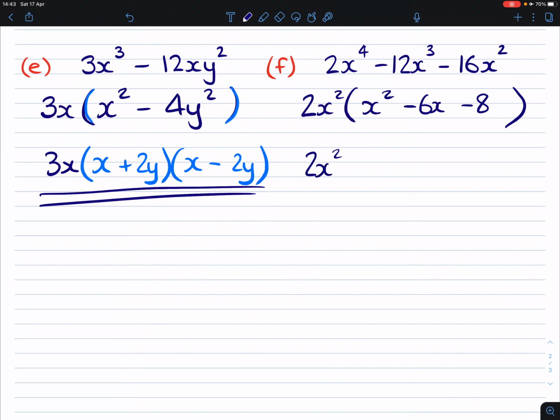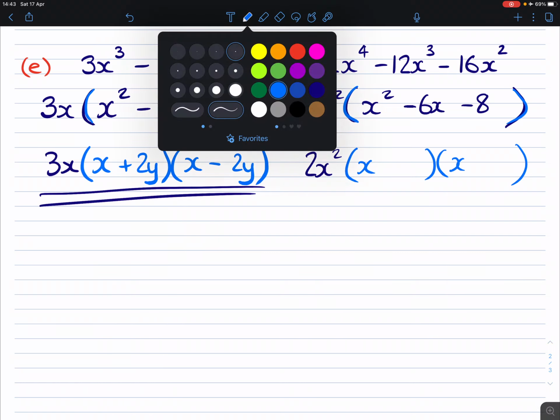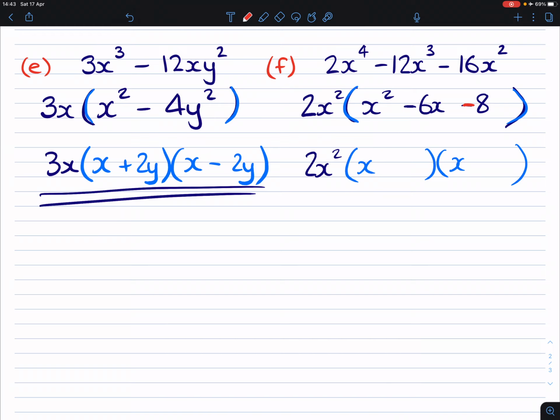2x squared is what's on the outside, but what we have here can factorize further. We can end up with double brackets. X times x gives us the x squared. We have a minus 8, meaning these signs will be different, 1 plus, 1 minus. The factors of 8, we're looking to see which pair of numbers will end up giving us a minus 6. So we have 1 and 8, 2 and 4. Because it's a minus 6, the bigger number has to go with the bigger term.